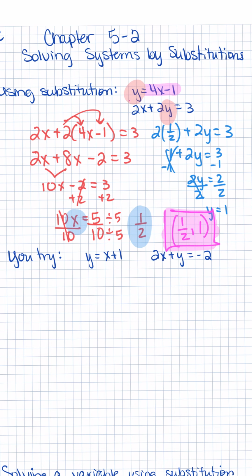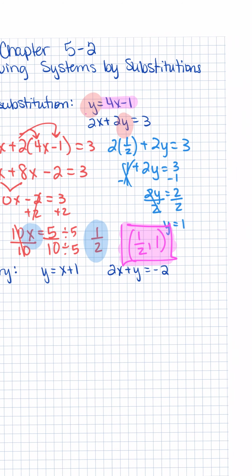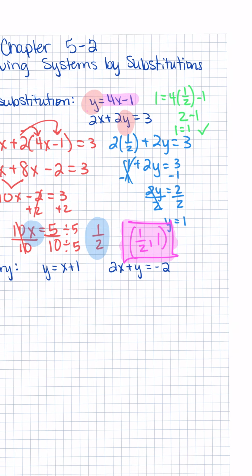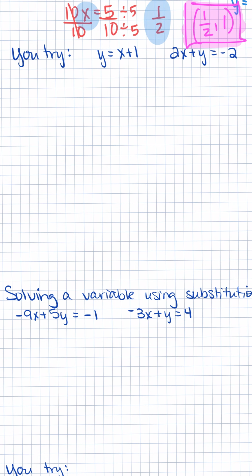We then can take those numbers and substitute them in to just verify that that's correct. So let's take them to this first one. y equals 1 equals 4 times 1/2 minus 1. 4 times 1/2 is 2. 2 minus 1 is 1. 1 equals 1. Yes, that is correct. So you go ahead and try this next one. Come back to me when you're done.